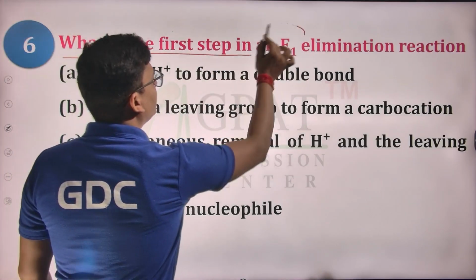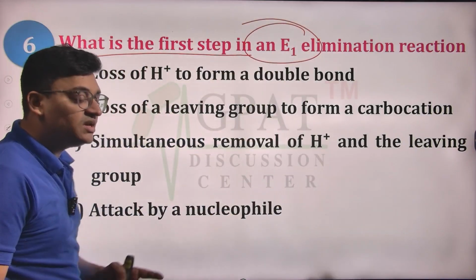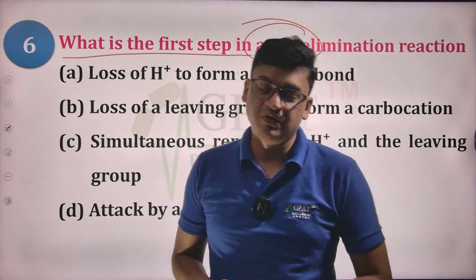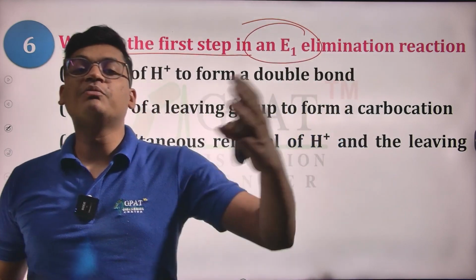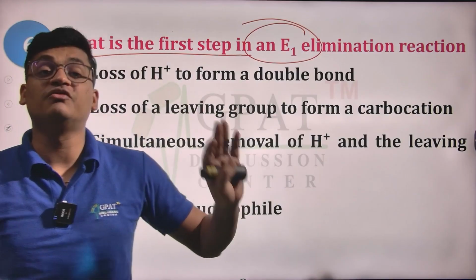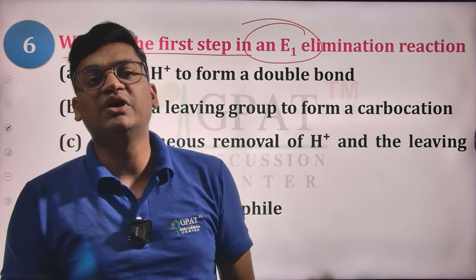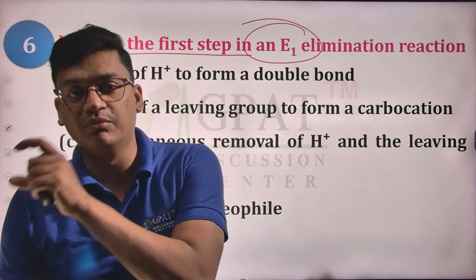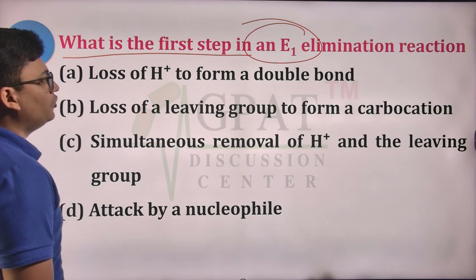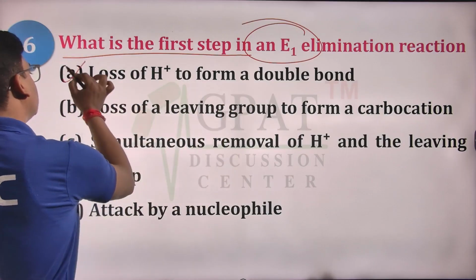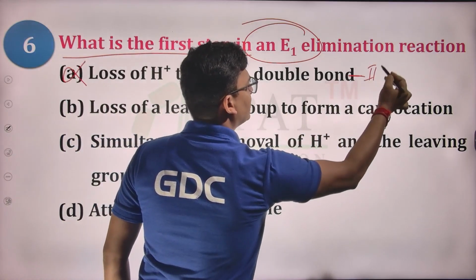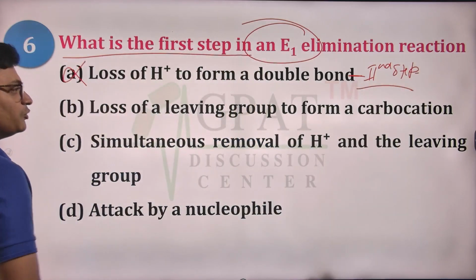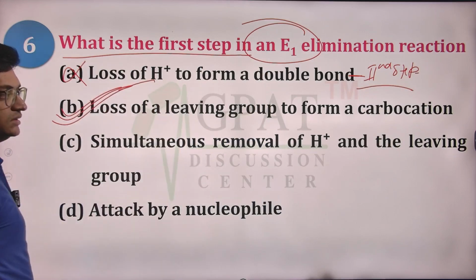What is the first step in an E1 elimination reaction? E1 reactions have two-step mechanisms. In the first step, we have removal of the leaving group. The leaving group leaves the substrate, leading to the formation of a carbocation intermediate. In the second step, a base approaches and abstracts a proton from the substrate, leaving a pi bond there. So loss of proton to form a double bond, no, this is the second step. But in the first step, we have loss of the leaving group to form a carbocation. Yes, that is correct.